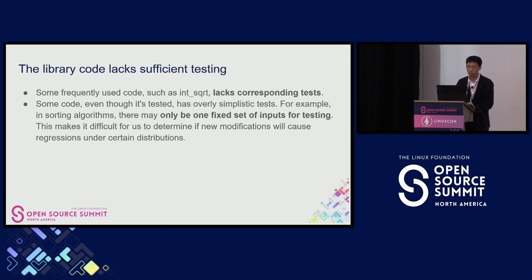Also, we found that the library code lacks sufficient testing. Some frequently used code, like the integer square root algorithm, did not have any tests in the Linux kernel, but it is used by a wide range of subsystems and drivers. And also, for the optimization I did for the sorting algorithm, there's only one fixed set of inputs for testing. For example, when I looked into the Linux kernel mailing list, I saw someone before trying to introduce quick sort or some hybrid algorithm into it. But with this fixed set of inputs, it's hard to find whether the new algorithm will have any regression in terms of time complexity or space complexity. So we think there should be much more testing in the Linux kernel library code.